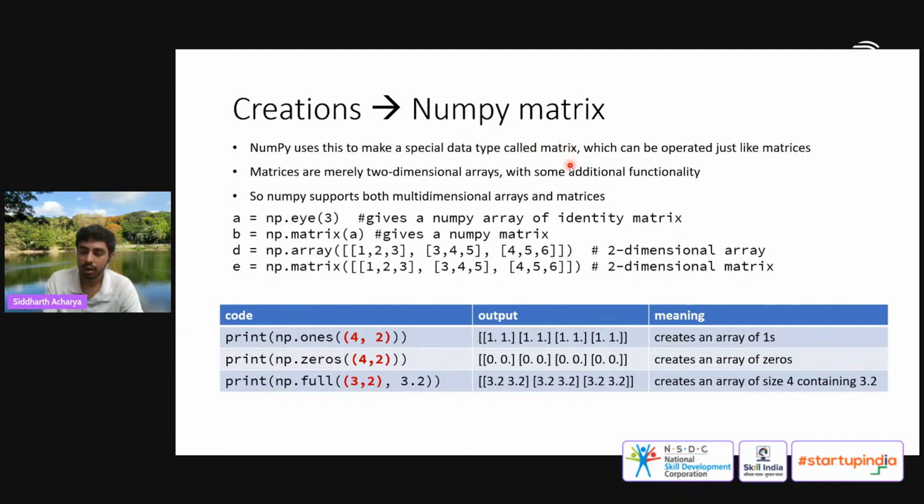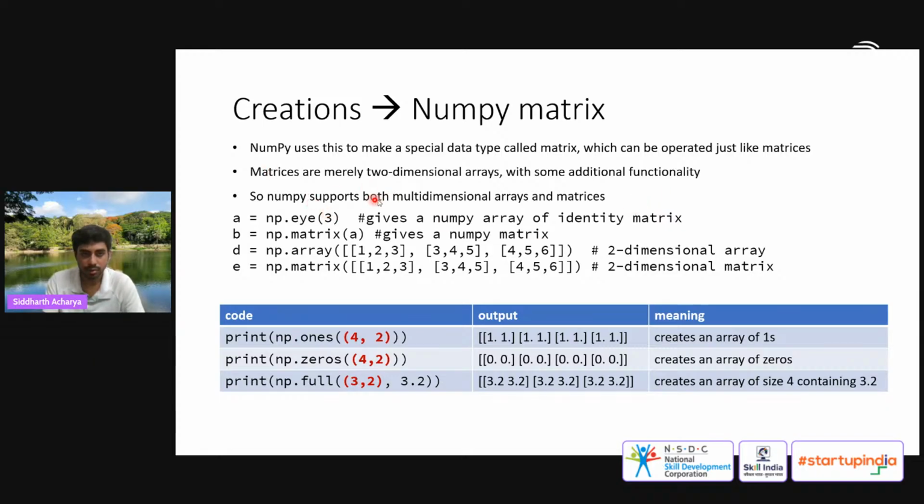It also has two-dimensional arrays as well. So a matrix can be operated just like matrices. Matrices are merely two-dimensional arrays. So NumPy has two data types. It uses this two-dimensional list into two data types. It can make a matrix of it. It can make a two-dimensional array as well of it. So a matrix is a two-dimensional array with some added functionality of matrix multiplication.